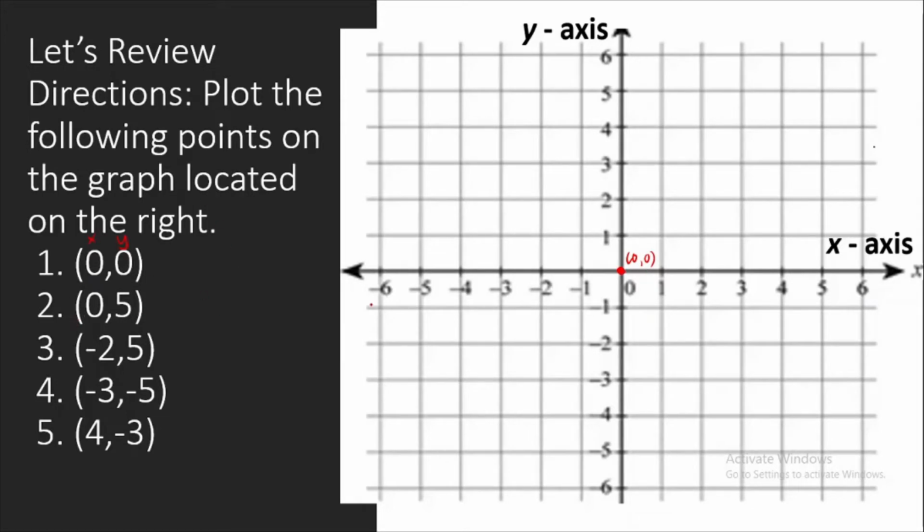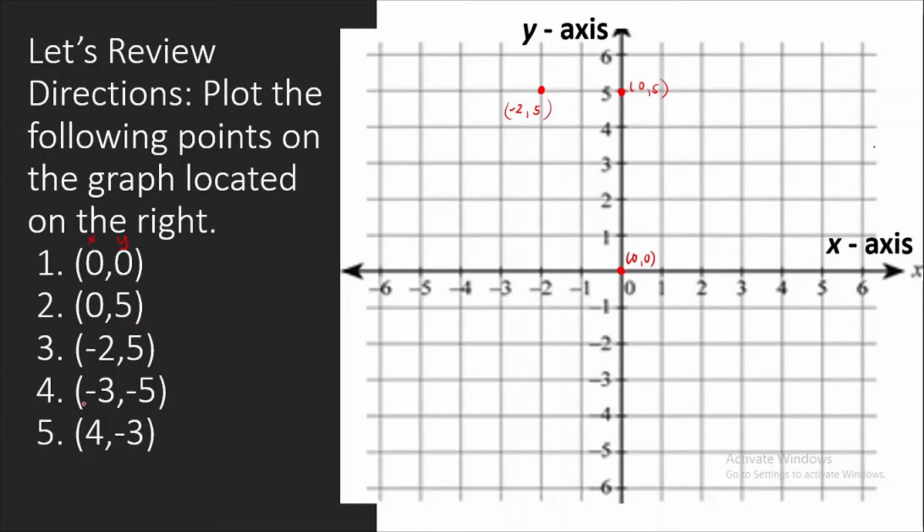Point (0, 0). Next we have (0, 5). The x-coordinate is 0, and the y-coordinate is 5. From 0, we go up to 5 on the y-axis. This is point (0, 5). Next we have number 3, (-2, 5). From the x-axis, where's negative 2? And then the y-coordinate is positive 5. So this is our point, (-2, 5).